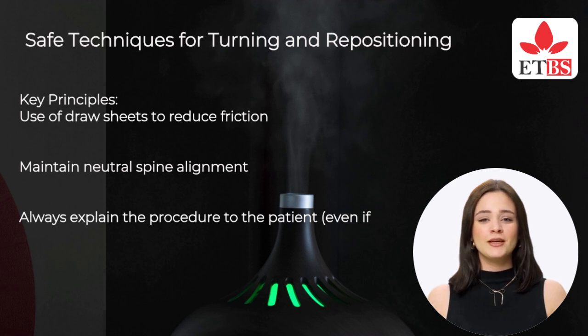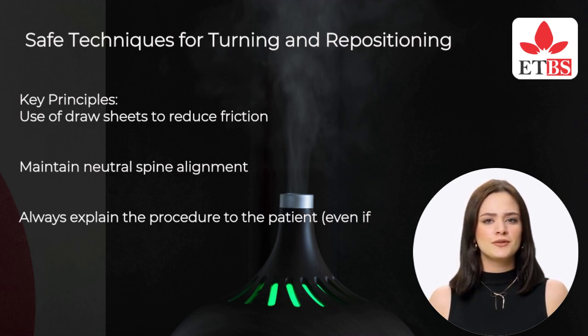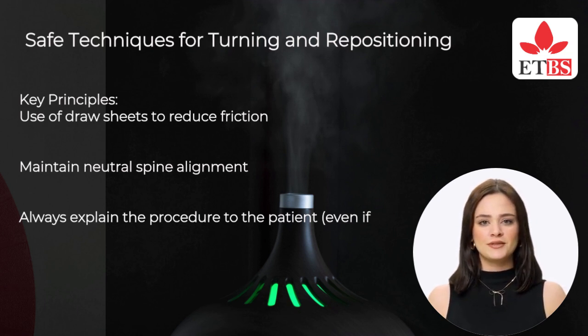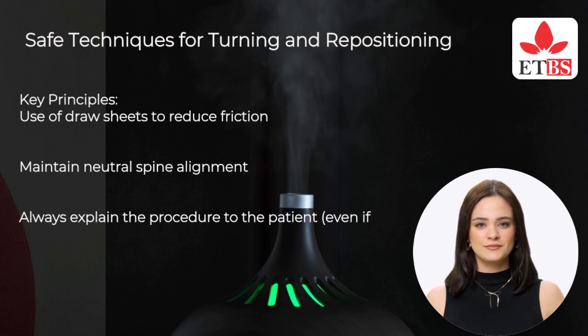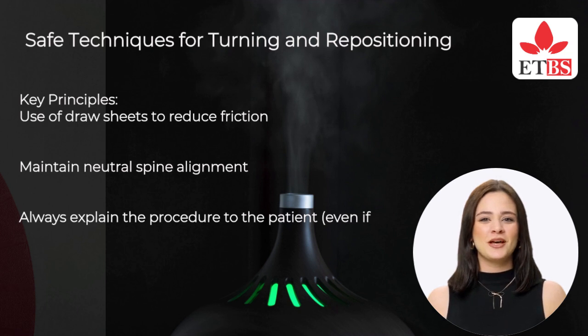Maintain neutral spine alignment. Always explain the procedure to the patient, even if unconscious. Use a team approach for heavy or fragile patients. Bed brakes engaged before movement. Place pillows and wedges to support posture and prevent rolling. Common techniques: log rolling for patients with spinal concerns, pivot turning in sitting transfers, one-person turn for cooperative, lightweight patients, two-person or mechanical lift turn for bariatric or non-cooperative patients.